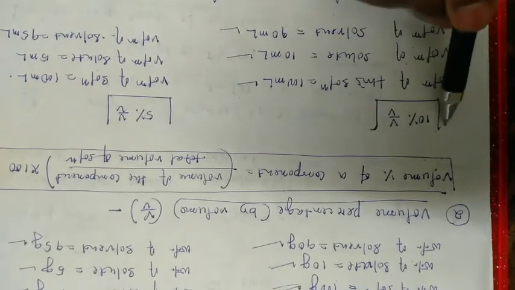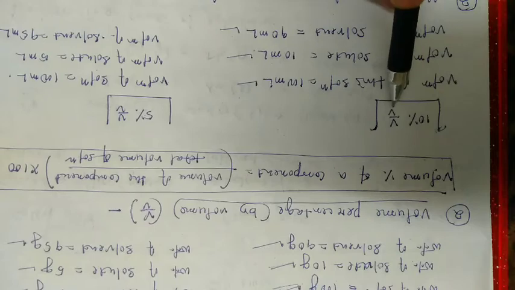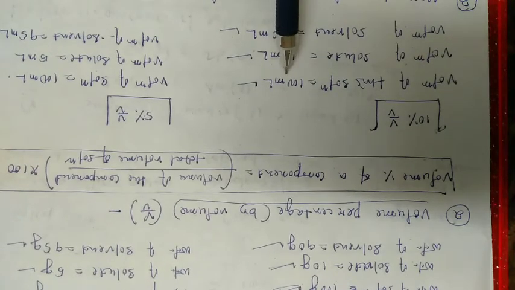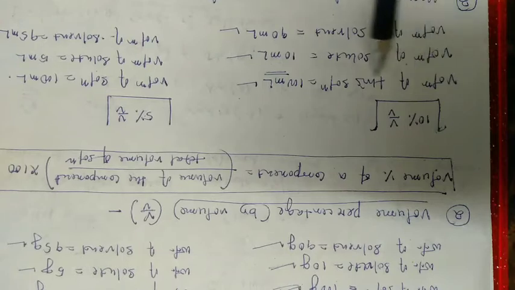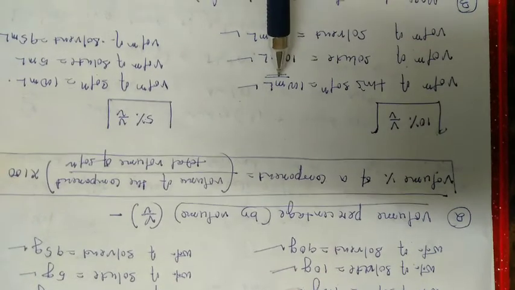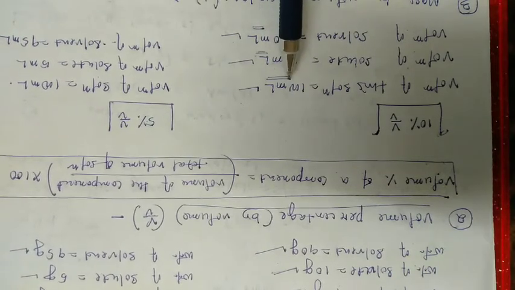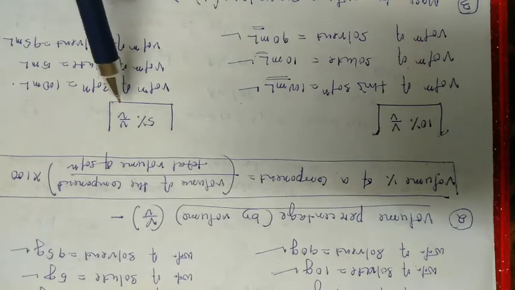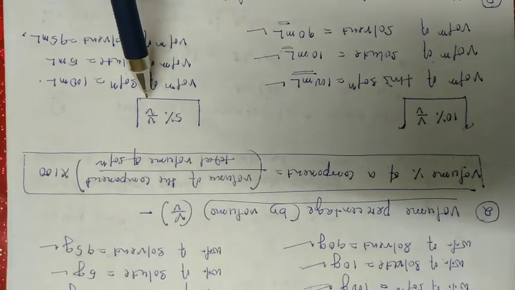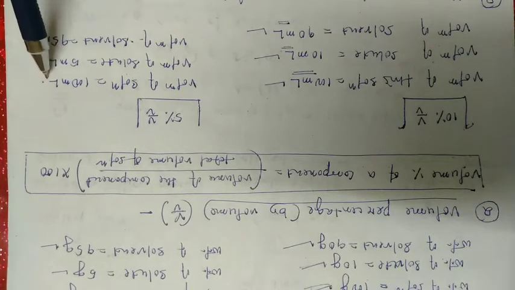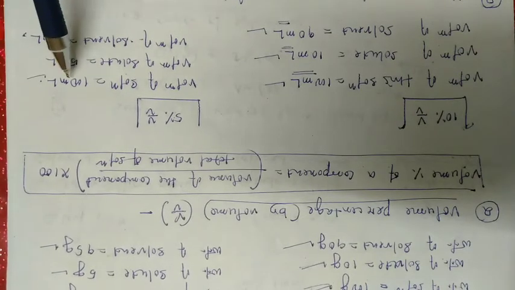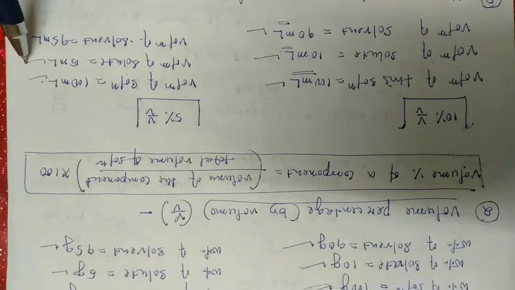So let us consider an example. Let us consider a solution whose concentration is 10% volume by volume. So 100 milliliter of the solution, the volume of the solution is 100 milliliter, contains 10 milliliter of solute and another 90 milliliter of solvent. So 90 milliliter solvent plus 10 milliliter of solute equals 100 milliliter of the solution. One more solution, 5% volume by volume solution. So the volume of the solution is 100 milliliter. In 100 milliliter solution, 5 milliliter solute is present and another 95 milliliter of solvent is present.